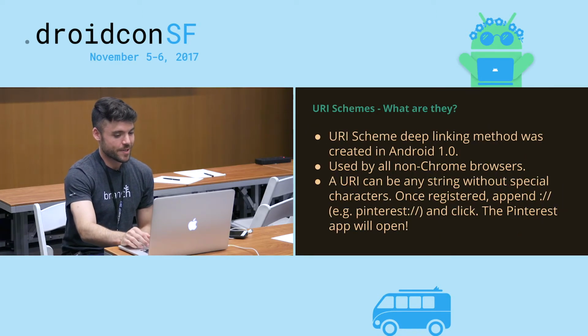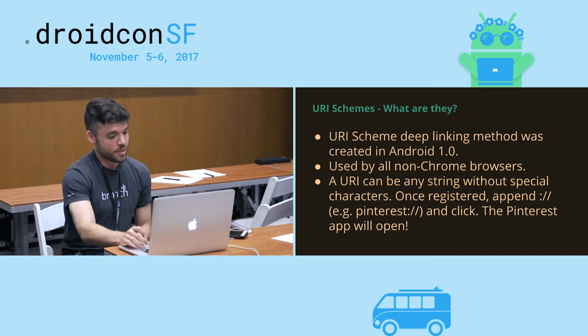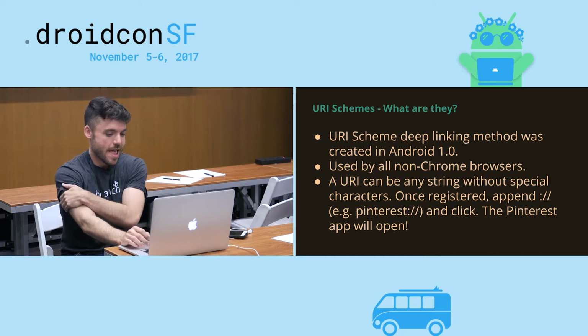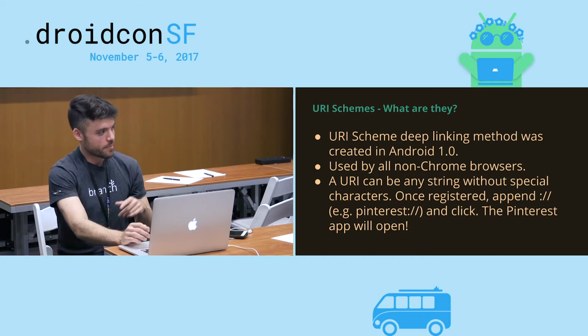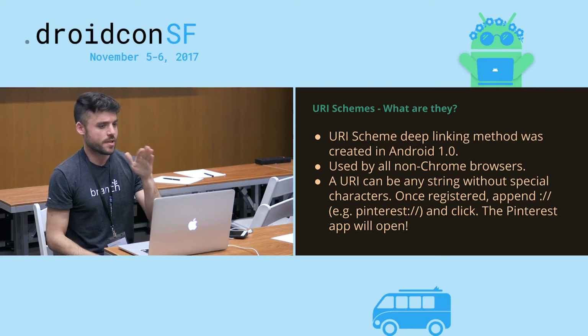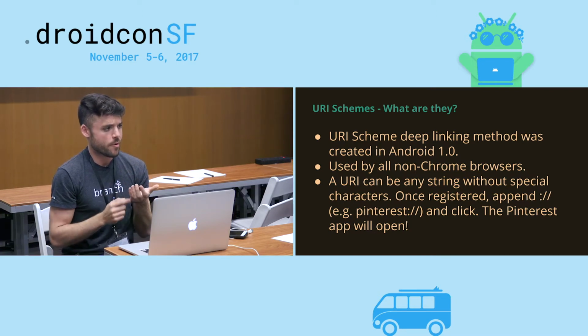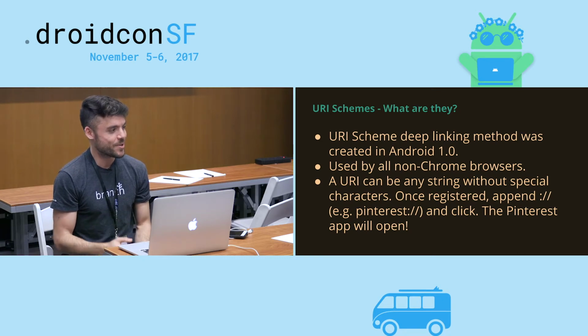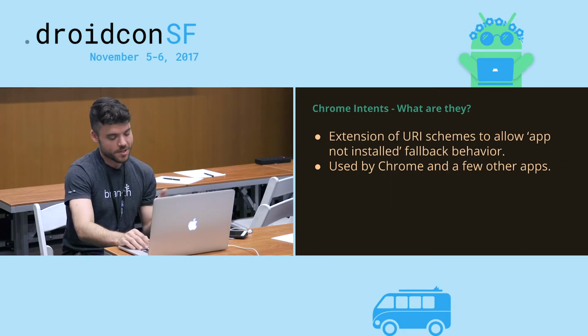URI schemes were the first thing that Android utilized to do deep linking. It's been available since 1.0. It was used by non-Chrome browsers. And I don't know if you remember, back in the day you could just type something like fb:// in your Chrome browser, and that would manually launch Facebook. If anyone was doing deep linking three years ago, that's how it used to work. And it still works to some extent.